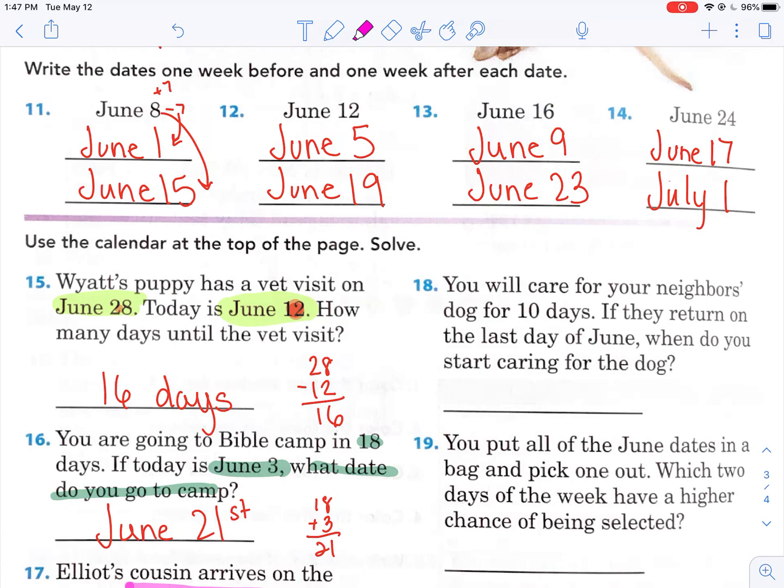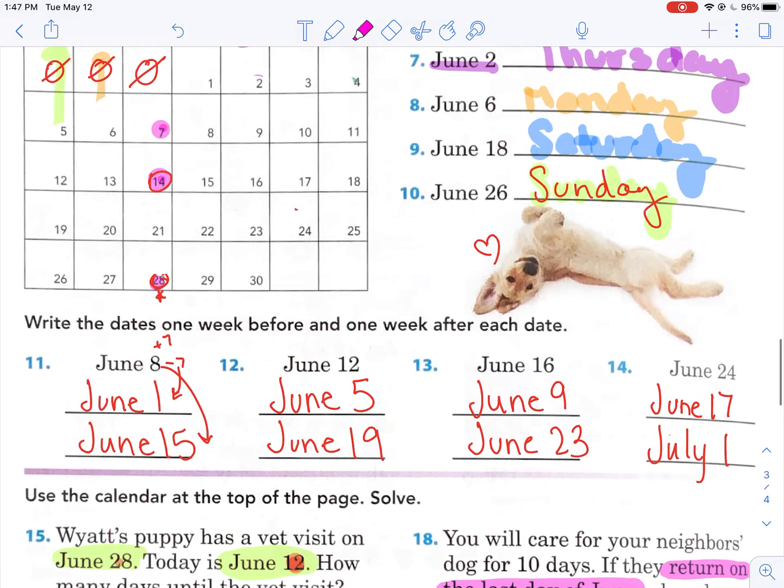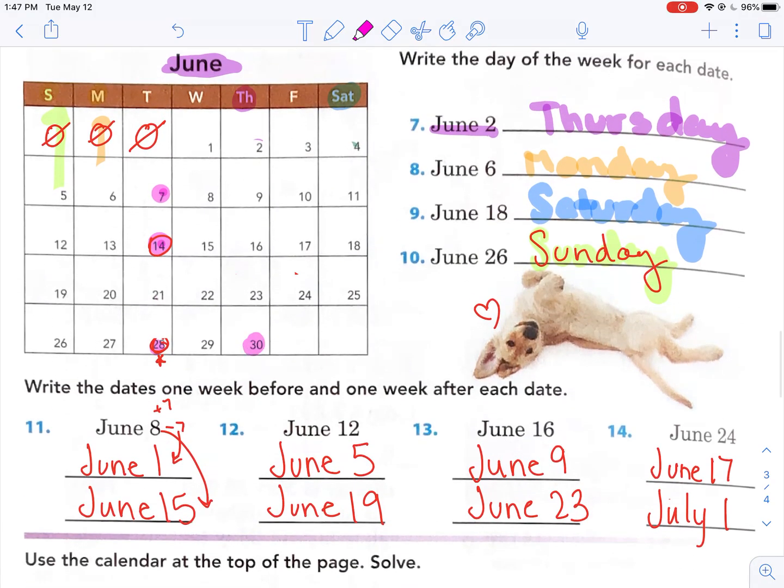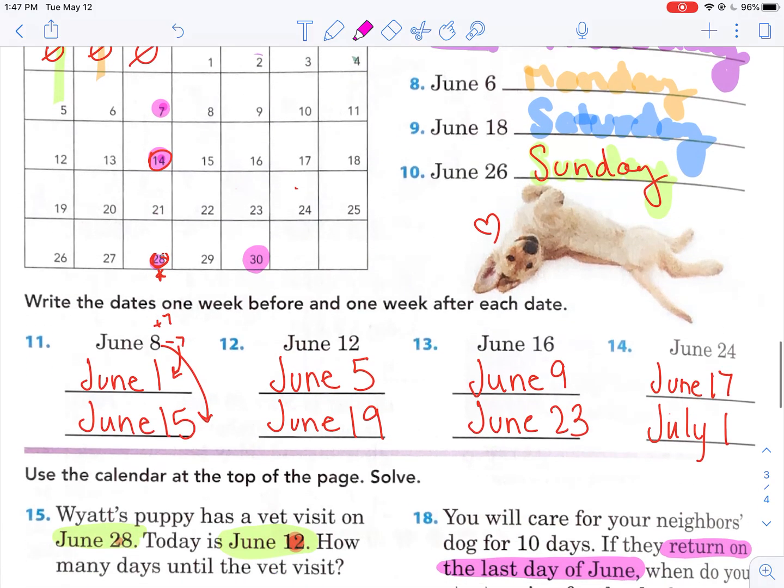I'm just kidding. Okay, you will care for your neighbor's dog for 10 days. If they return on the last day of June, when do you start caring for the dog? So let's think about this. We know that they return on the last day of June. So let's get that on our calendar. The last day of June is June 30th. That is Mr. Cornthal's birthday.